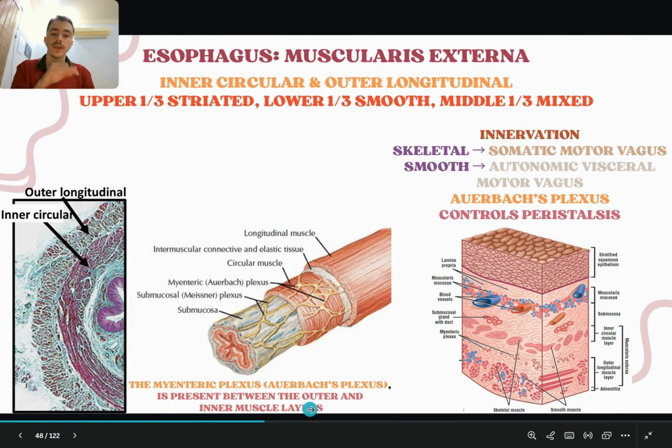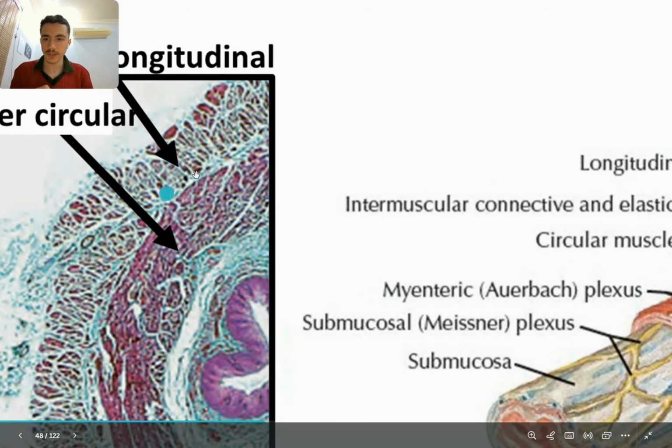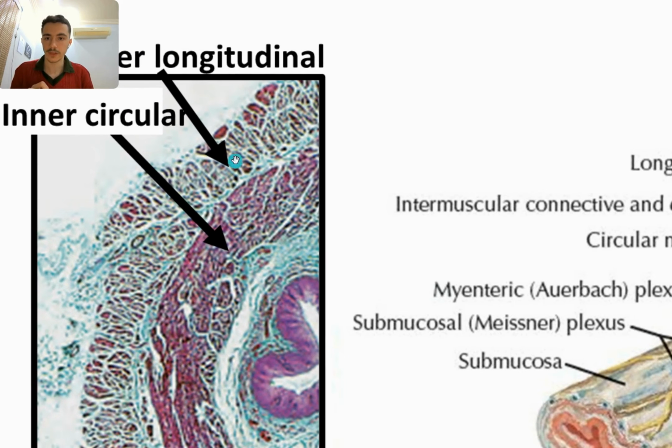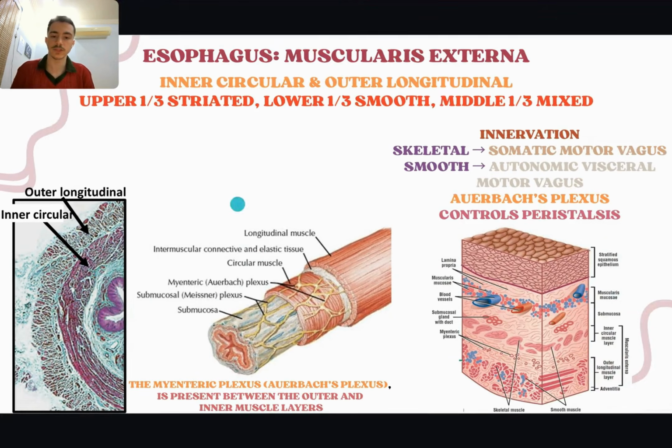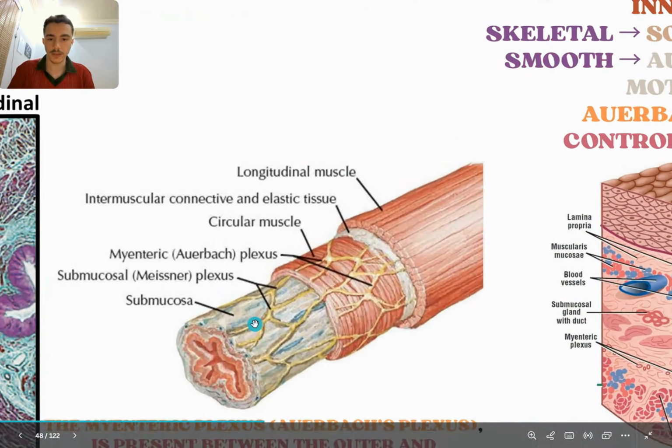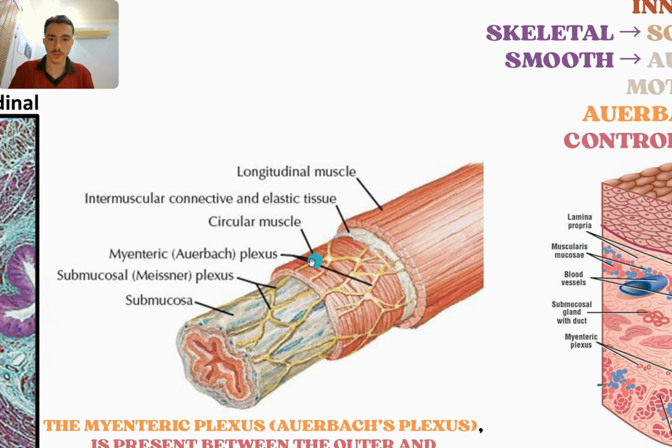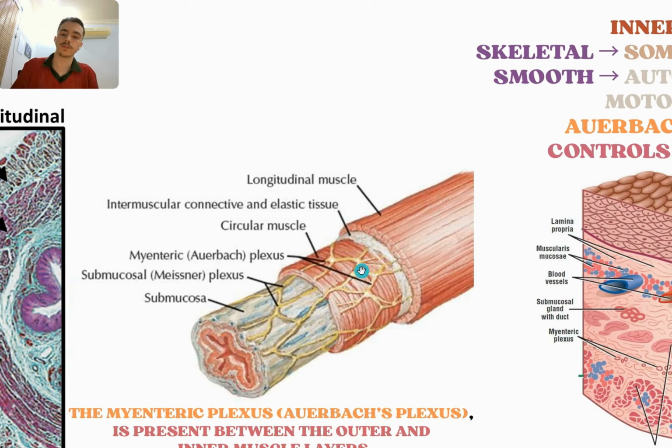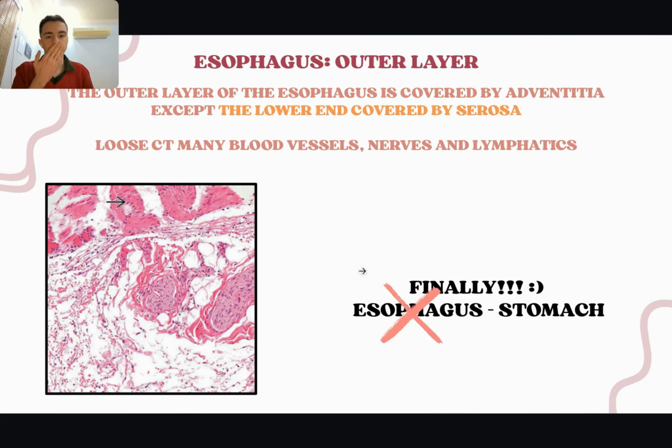You can find it between the outer and the inner muscularis layer. So as you can see here, this is the longitudinal muscle and this is the circular muscle. Between them, you can find the plexus, which is the myenteric plexus. As you can see here, this is longitudinal and this is the circular. This one and this one, two types. In the middle, you can find this one, the yellow one, is the plexus, which is Auerbach.